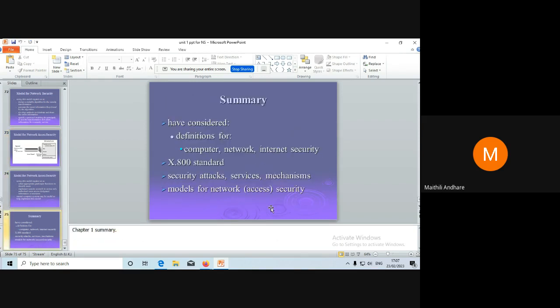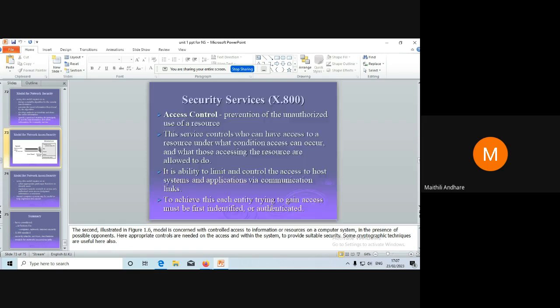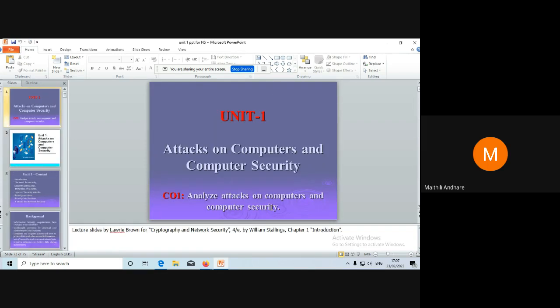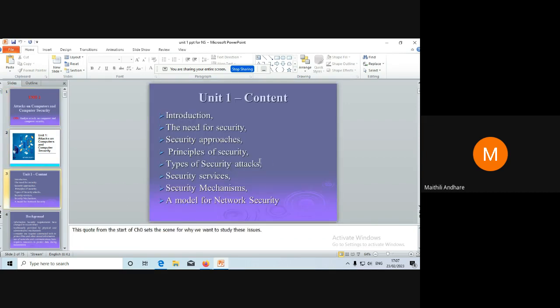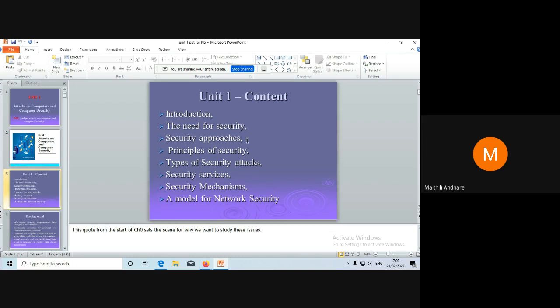So see, almost as per the syllabus, this unit number 1 is completed. Attacks on computer and computer security. At the start, we saw these topics from your syllabus: introduction, need for security, security approaches, principles of security, types of security attacks, security services, security mechanism, and lastly, a generalized model for network security. Means almost all the points we have covered.